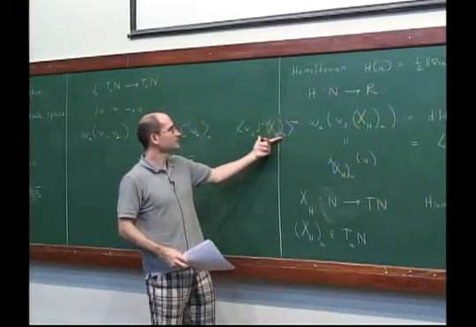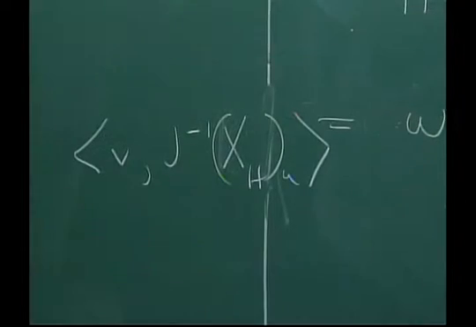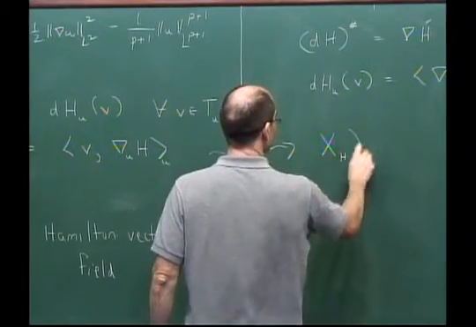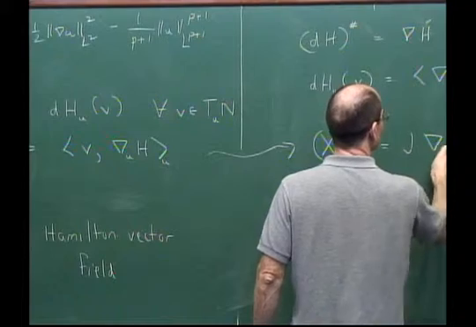So we should have J inverse X equal to the gradient. So the conclusion is that X, the Hamilton vector field, is J times the gradient.